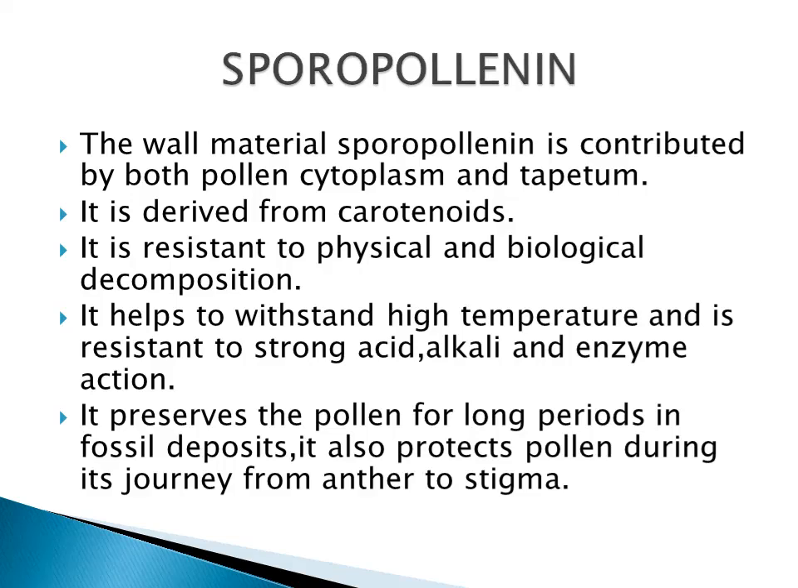Inside that, the nucleus and cytoplasm are important. It is the future gamete of the plant. So it has to be protected. This resistance to physical and biological decomposition is maintained by sporopollenin. So the exine contains sporopollenin, and it can withstand high temperature, strong acid and alkali, and enzyme action. So no structure can destroy the sporopollenin. Mainly it is responsible for the protection of the pollen grain.